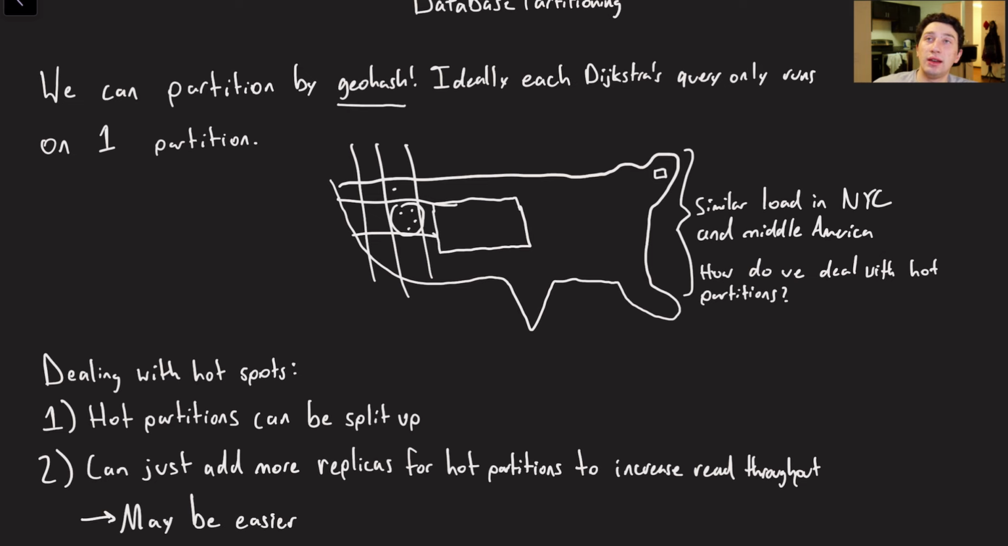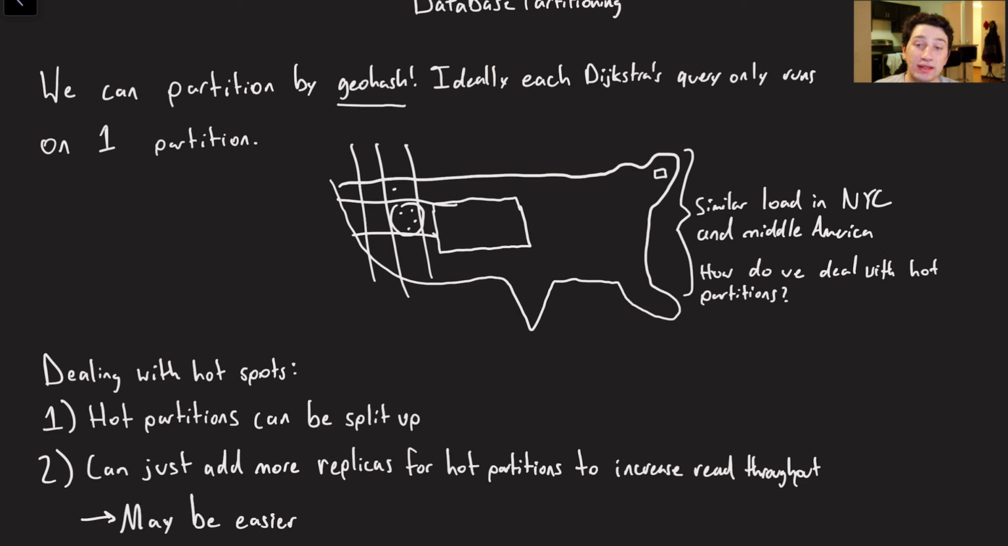And so by partitioning by geohash, we know that typically, if I'm going to run a Dijkstra search, I'm going to do so starting with the points that are closest to me. So partitioning by geohash is going to ensure that the majority of my Dijkstra search is going to occur on the partition that my start point is located on. So ideally, that should be very useful.